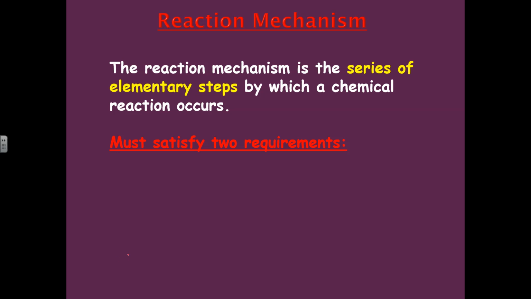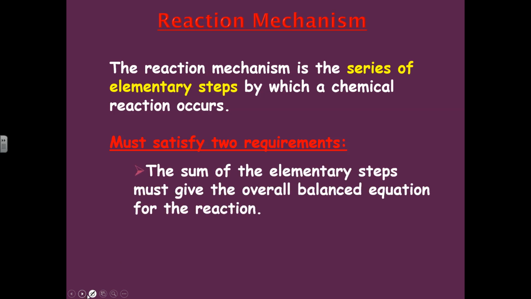Now, for this unit in kinetics, we want to think about what steps are necessary in order for a reaction to take place. When you're looking at a mechanism, the mechanism must satisfy two requirements. The first requirement is that the sum of your elementary steps, when you add the elementary steps together, must give you the overall balanced equation for the reaction.